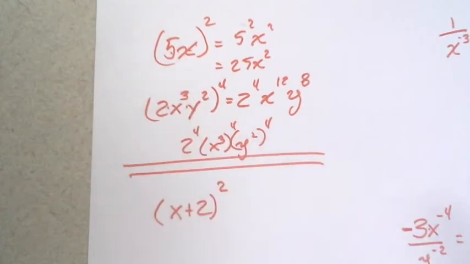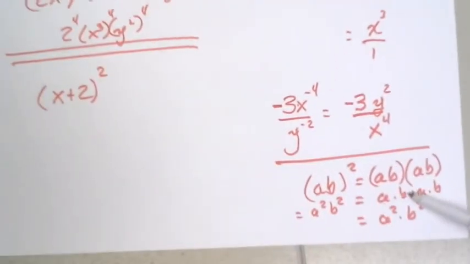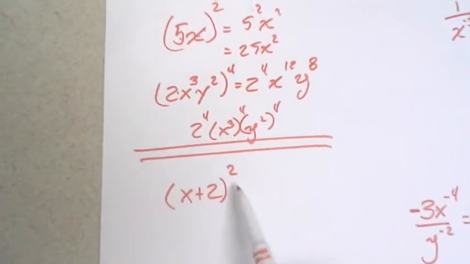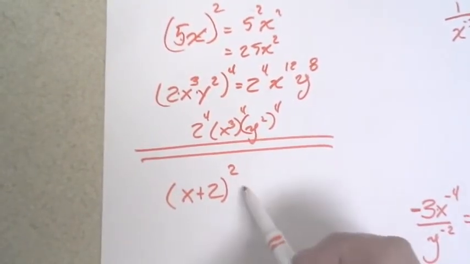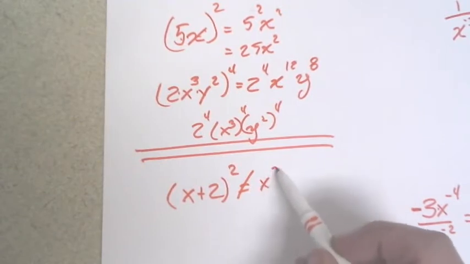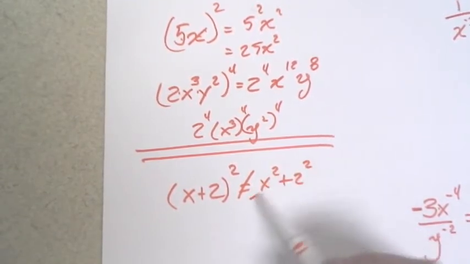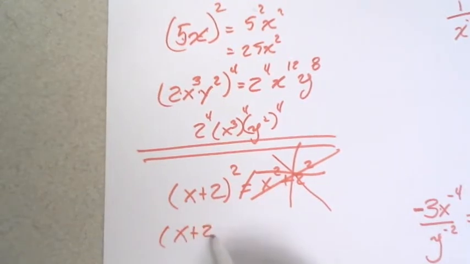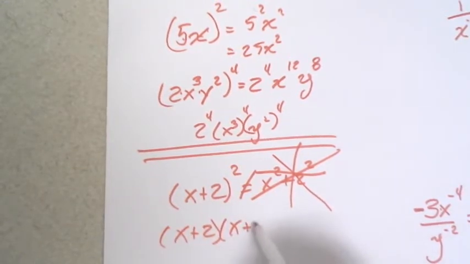Exponents like to talk to products. It works because of this commutative property down here. This is not equal to x squared plus 2 squared. It doesn't work. You can't do it. This means x plus 2 times x plus 2.